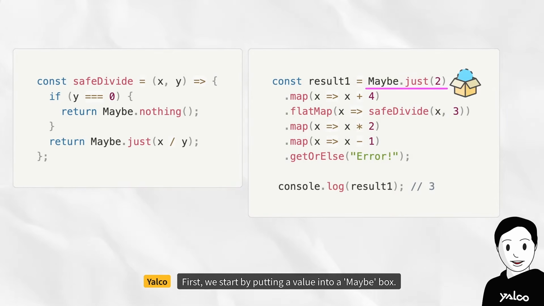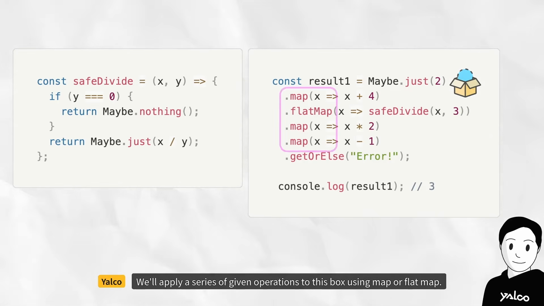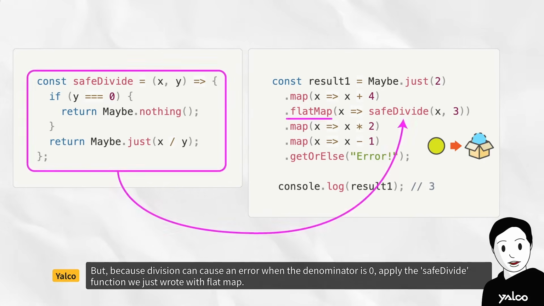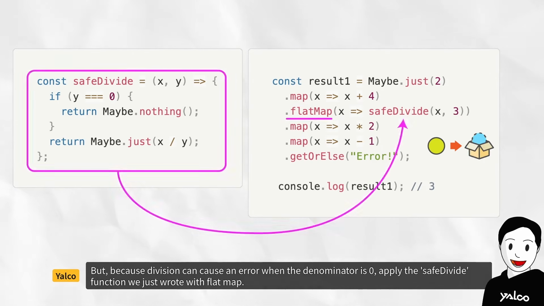Now let's use these to do the serial numerical operation we saw earlier. First, we start by putting a value into a maybe box. We'll apply a series of given operations to this box using map or FlatMap. Since addition, multiplication, and subtraction functions are free from errors no matter what integers are given, apply the function that returns a value with map.